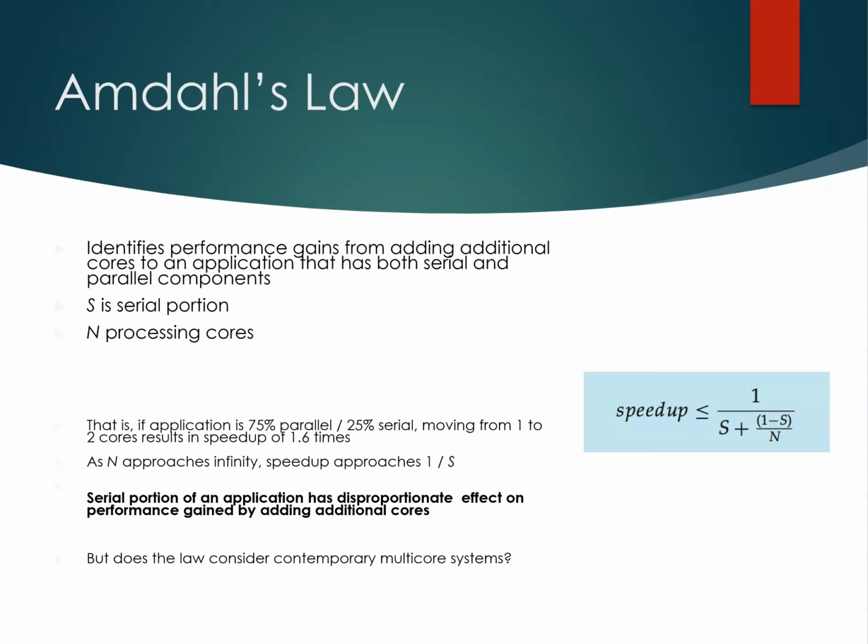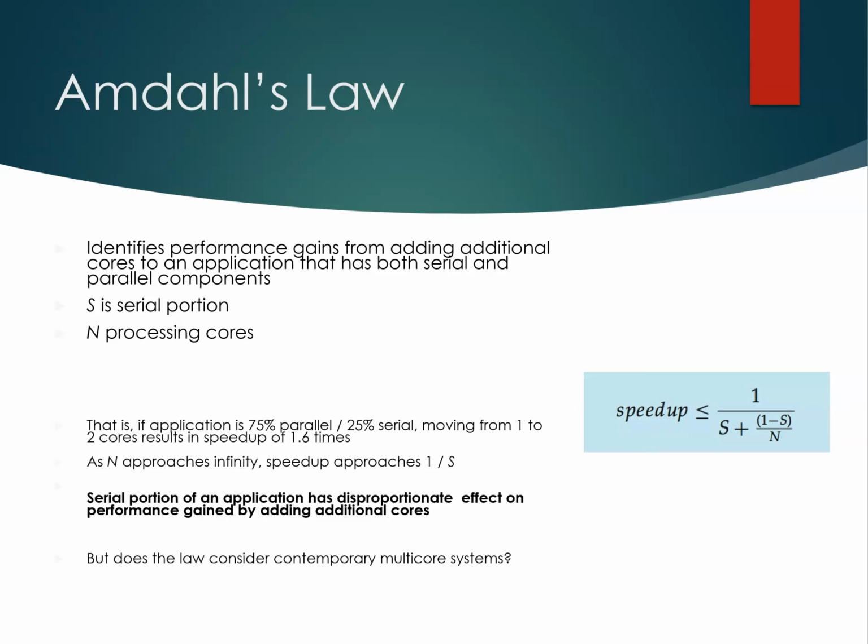Amdahl's law identifies performance gains from adding additional cores to an application that has both serial and parallel components. Let's say S is our serial component or portion and we have N processing cores. So the speedup is less than or equal to 1 over S plus (1 minus S) over N. That is, if an application is 75% parallel and 25% serial, moving from 1 to 2 cores would result in a speedup of approximately 1.6.